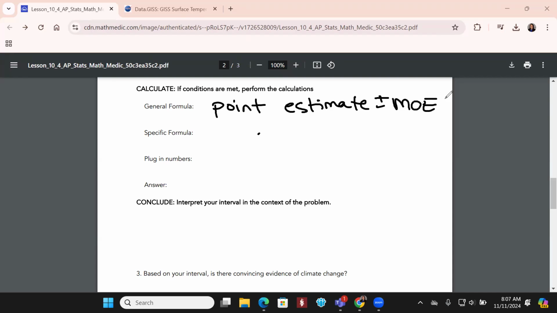Okay, so this one looks a little different, but really it's just the summary of what you've already been doing. So you've got X bar plus or minus the T critical value. Cool, that's the same. Times the standard difference over the square root of N.